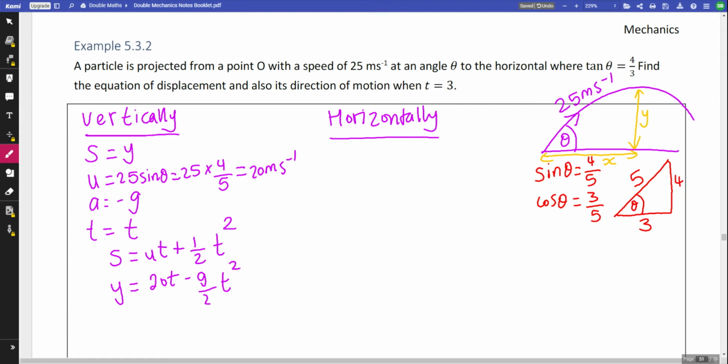If we do a similar thing for horizontal motion, so the horizontal displacement at this general time t is x, the initial horizontal velocity is 25 cos theta, which is 25 times 3/5, which gives us 15 meters per second. And again, this happens at some general time t. So we can form with that x equals 15t.